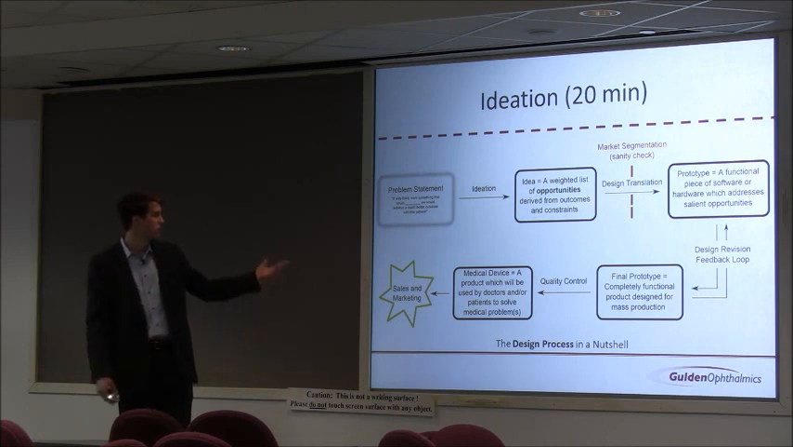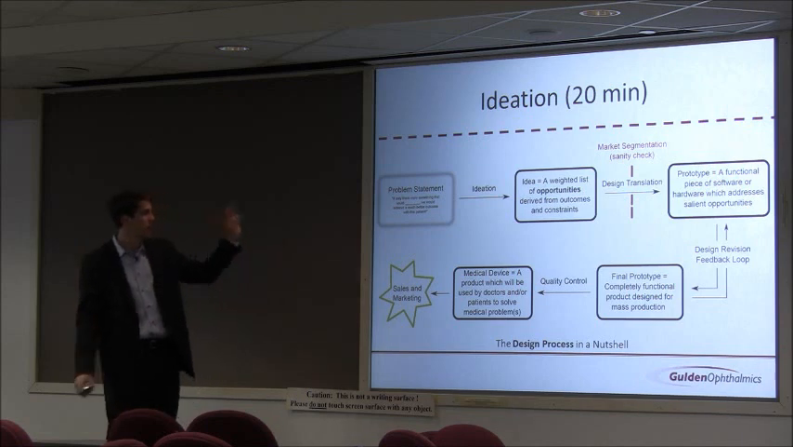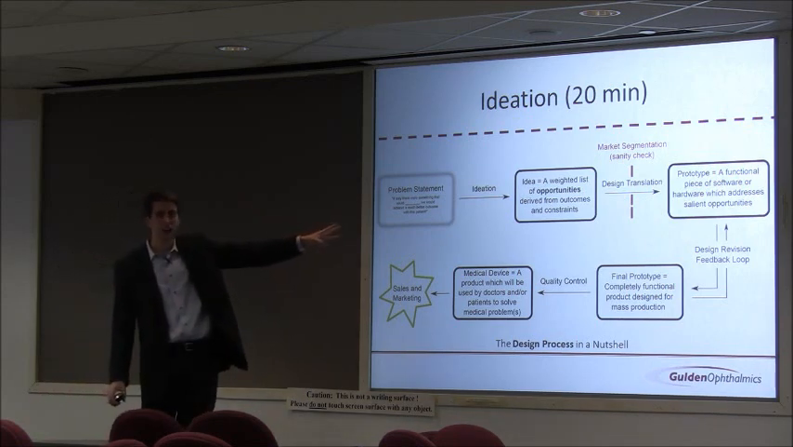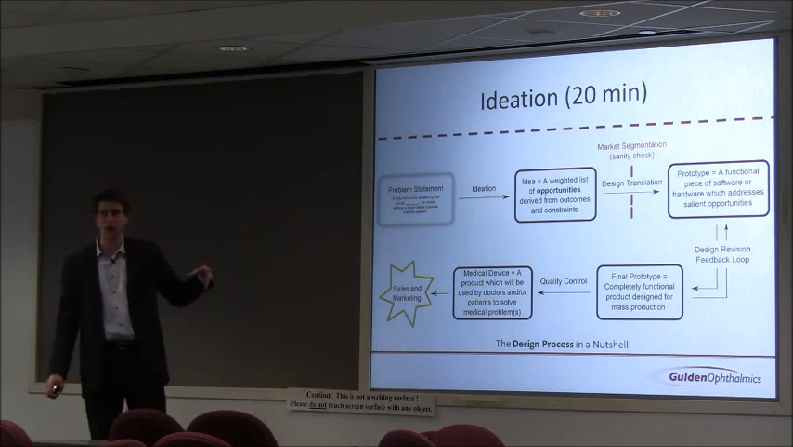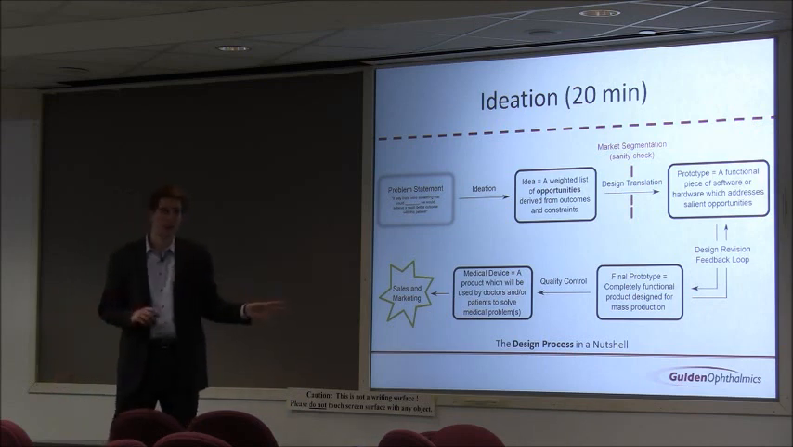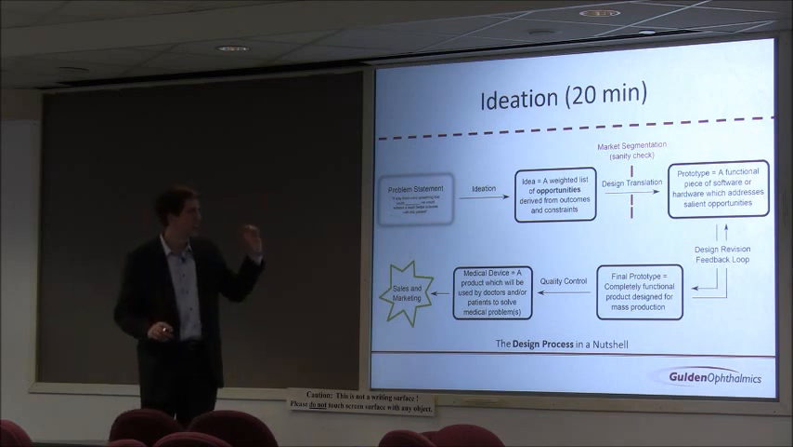So as I mentioned, we start with this problem statement, this kind of nebulous, hazy thing, and then we take that through the process of ideation into an idea, which I define as a weighted list of opportunities which are derived from outcomes and constraints. There's a lot of words in there, and I'm going to put definitions on them in a little bit, so just for now, just accept it and we'll move on.